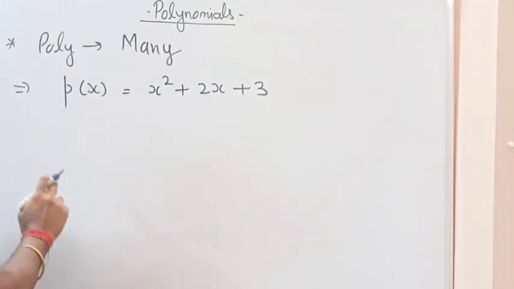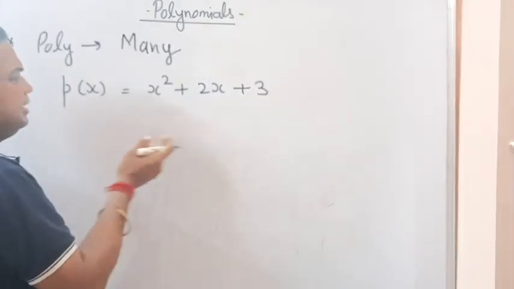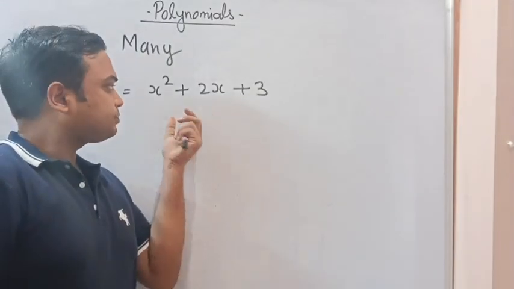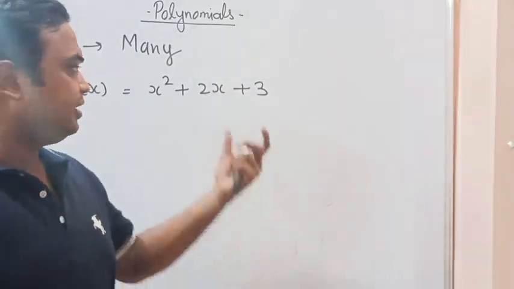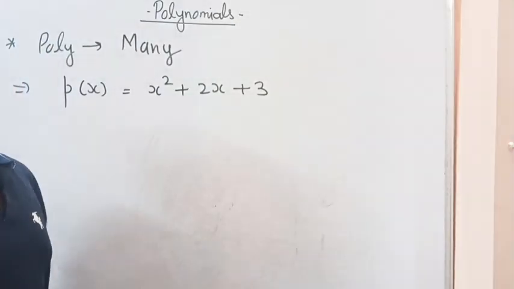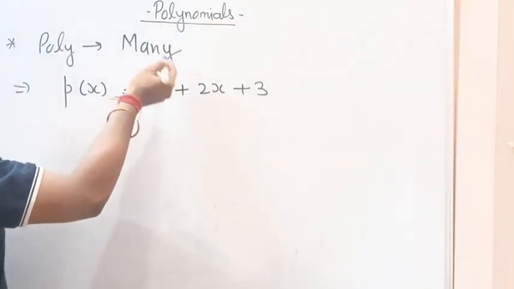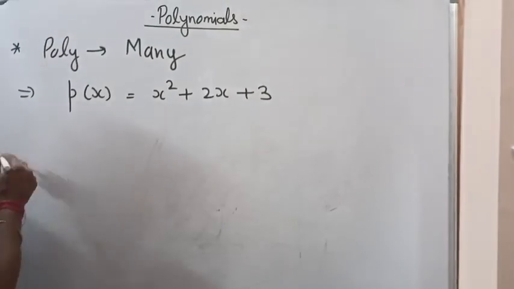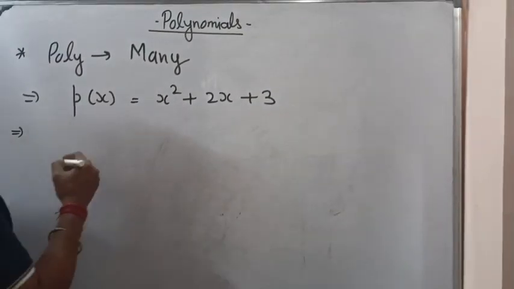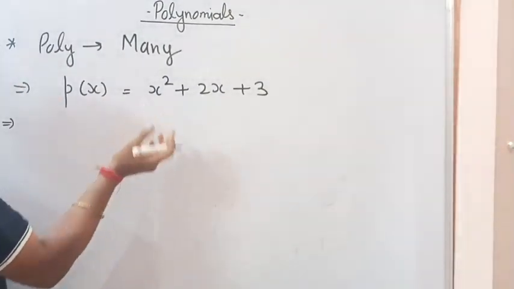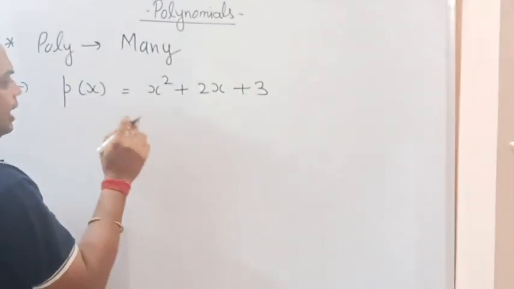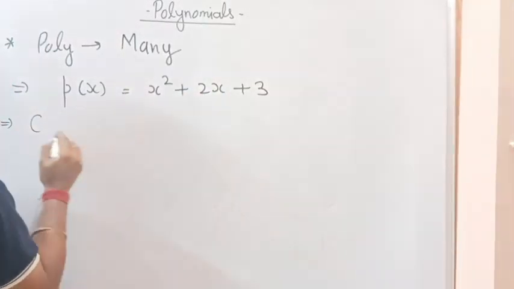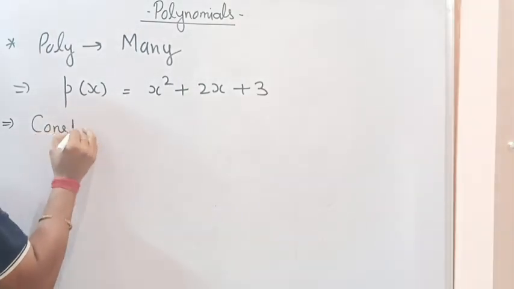So if any expression, either in x or in y, is connected with operators and forms a relation, then this kind of relation is called a polynomial. Poly means there are many terms, more than one term. Now the next thing: I was saying that there are terms, so we will explain the meaning of term, and also the meaning of constant and variable.